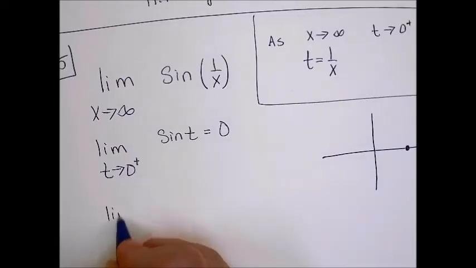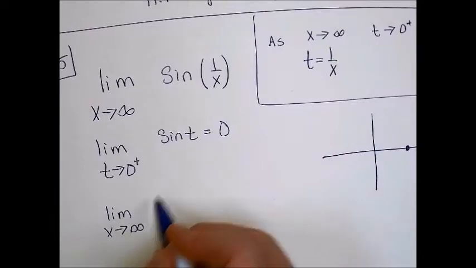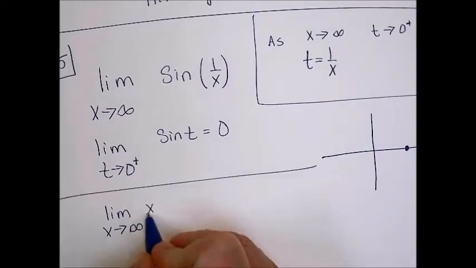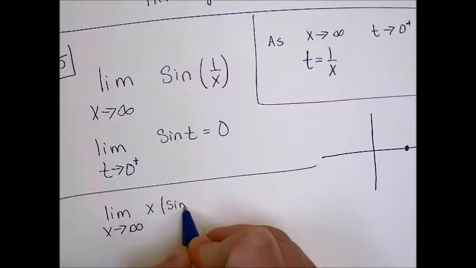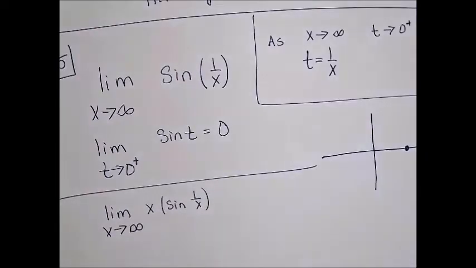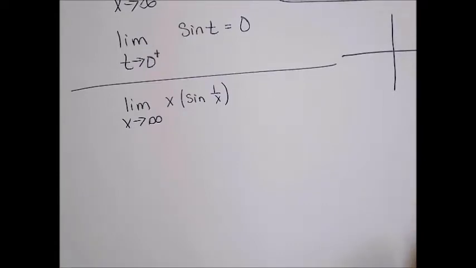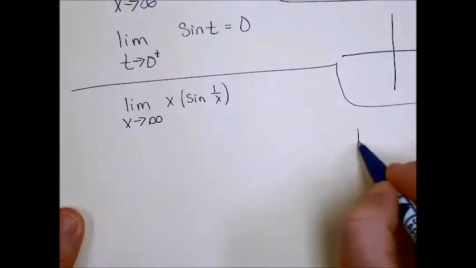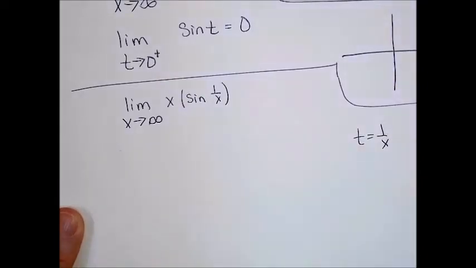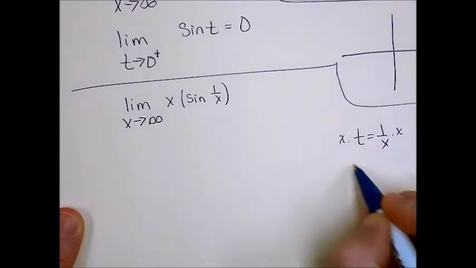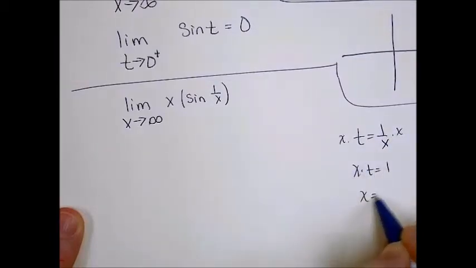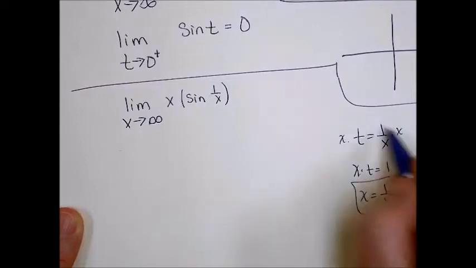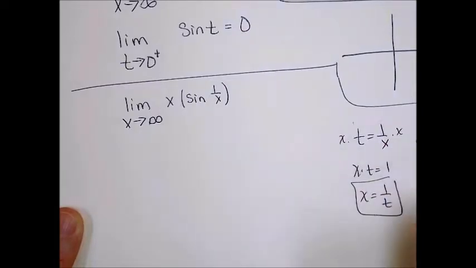Now we're going to calculate the limit as x approaches infinity of, this is our next one, x times the sine of 1 over x. If t equals 1 over x, like we did at the beginning, multiply both sides by x. x times t is 1. x equals 1 over t. So I'm going to keep that in mind: t equals 1 over x, x equals 1 over t.